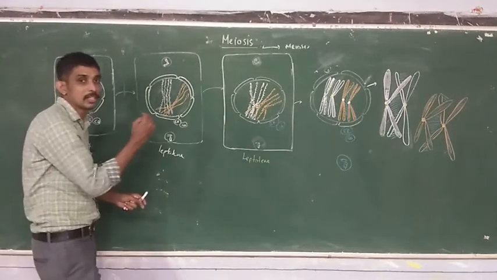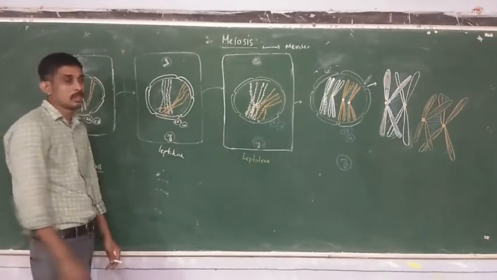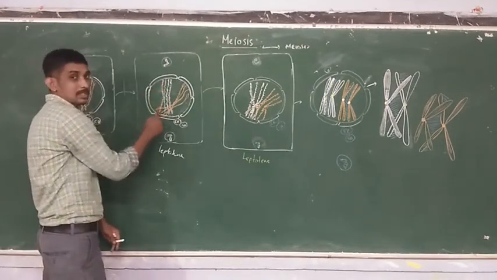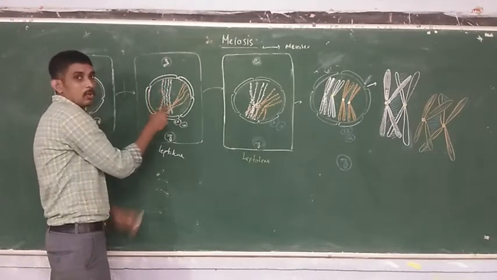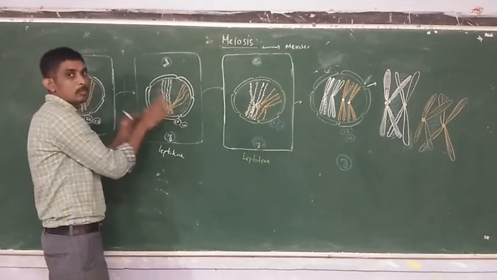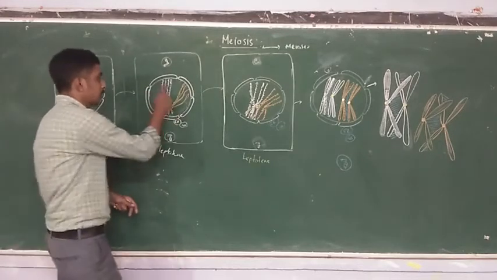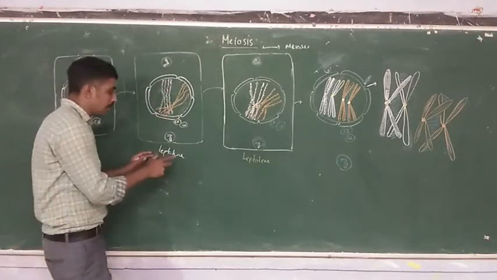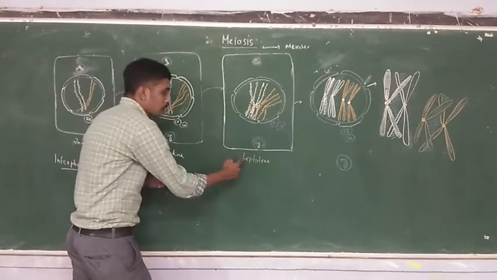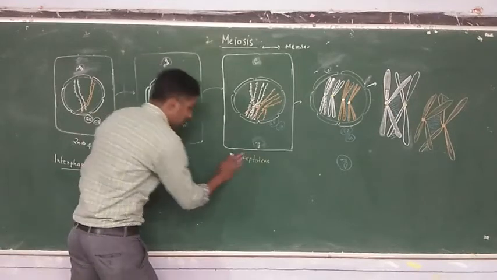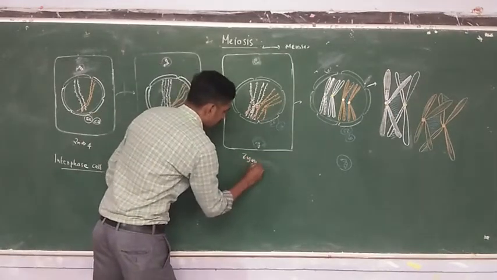Here the condensation just begins. You can see the long thread of DNA start to coil and form a not well organized chromosome. It's a chromosome but not well organized. That is the main feature of leptotene. And when we move into the second phase of prophase 1, that is zygotene, the second phase is called zygotene.